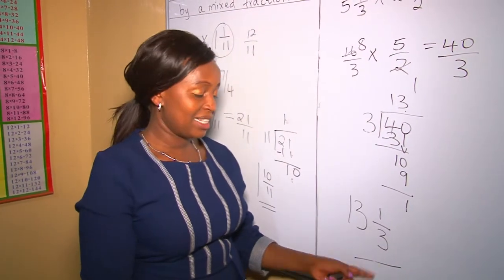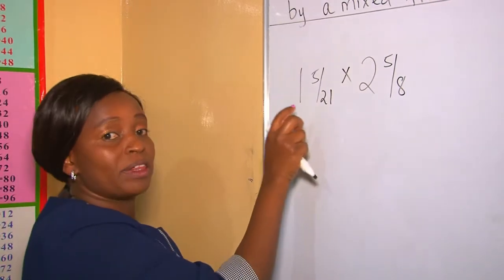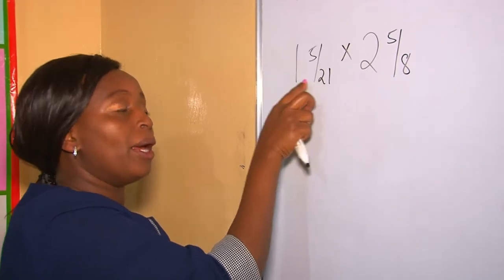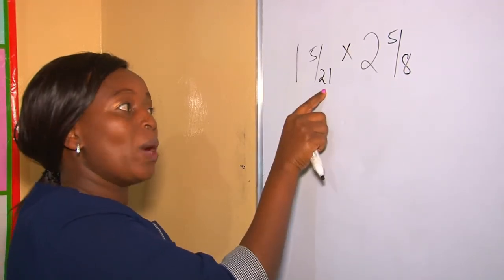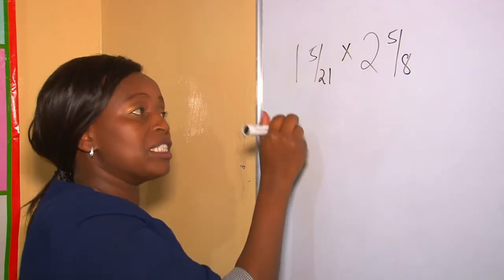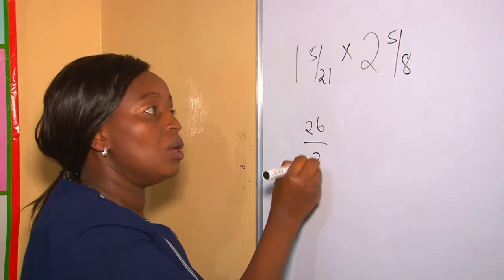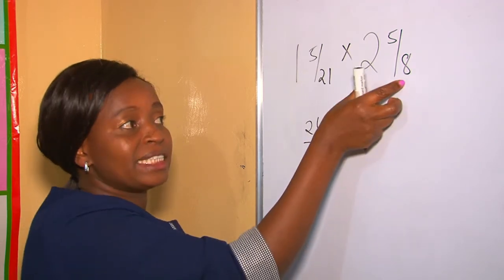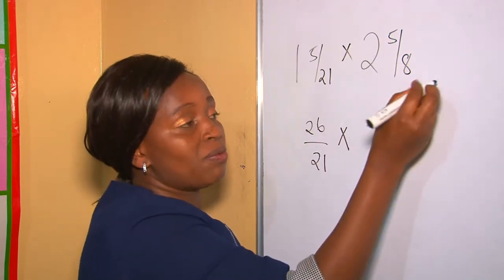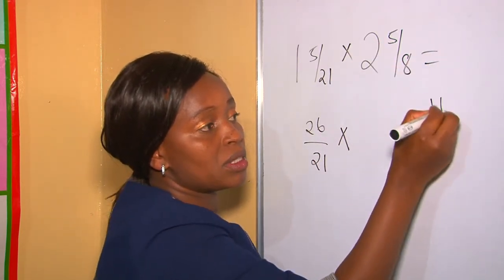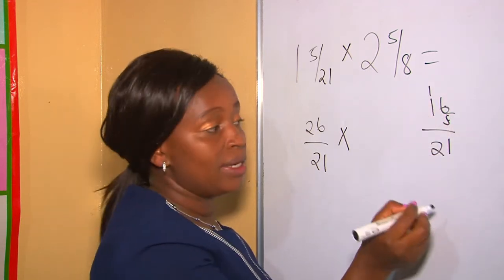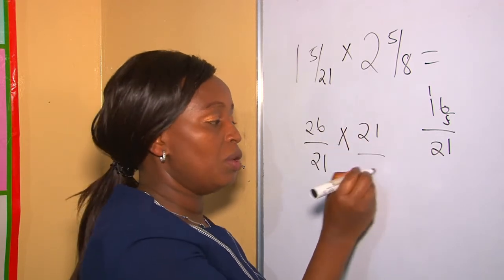Let's also do another example. Here there's a mixed fraction. So the first step, you're converting it to an improper fraction. So denominator, which is 21, multiplied by the whole number, which is 1. 21 times 1 is 21, plus our numerator, 21 plus 5, it becomes 26 over 21. Multiplied by, let's change this one to an improper fraction. 8 times 2 is 16. 16 plus 5 is 21. Therefore, it shall be 21 over 8.